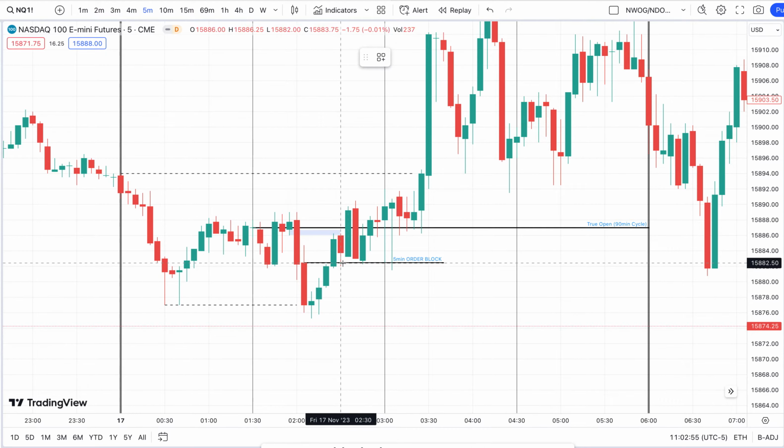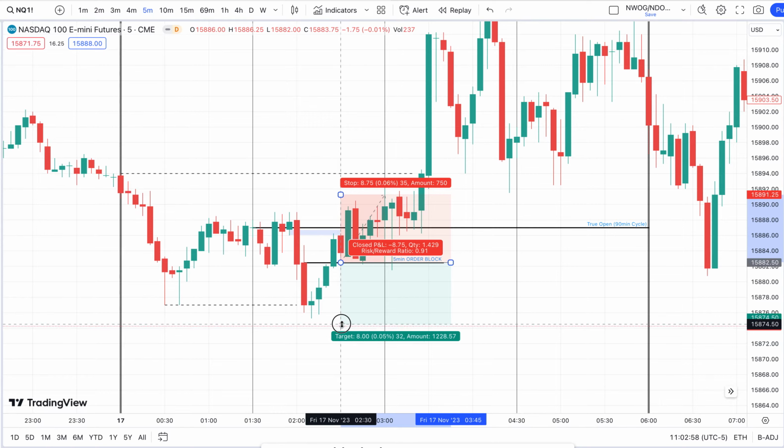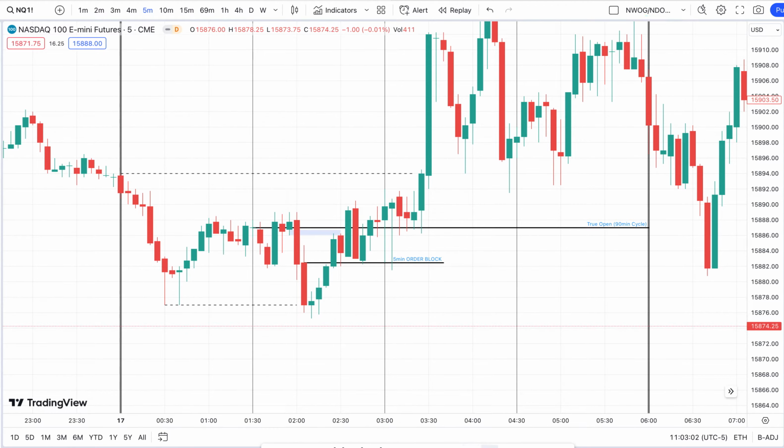I'll just put on the first one. Target below the, or stop below the lows. Long position.